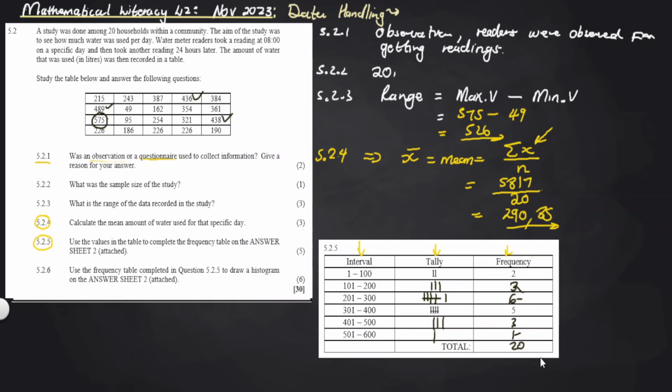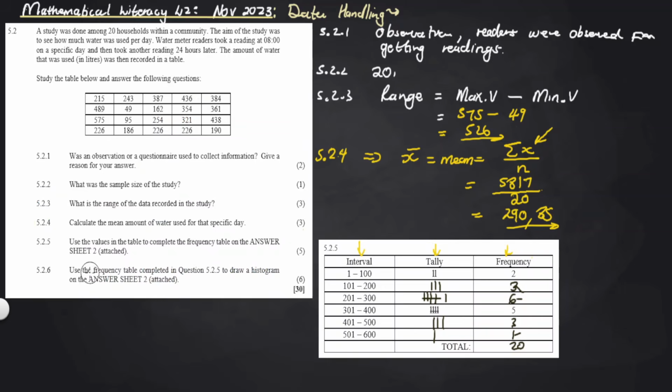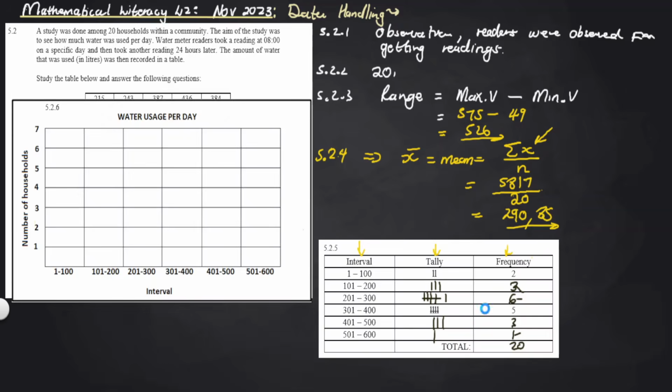To plot the graph, let me just put it above. Yes, let me put it right there. And then I'm going to erase this part so that we can plot our histogram. So use the frequency table completed in question 5.2.5 to draw a histogram on the answer sheet number 2 attached. So this is the answer sheet.